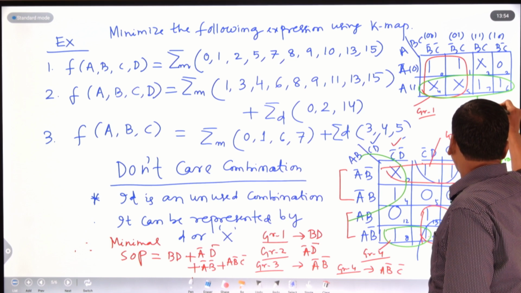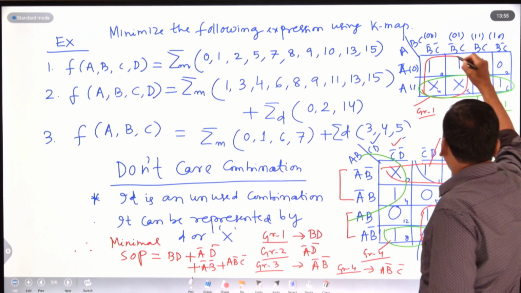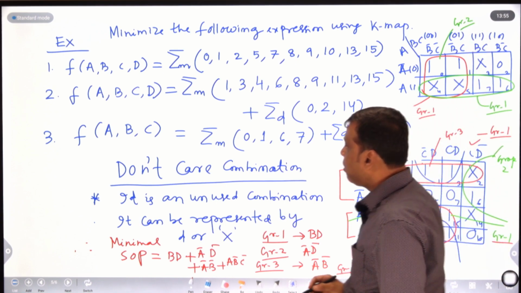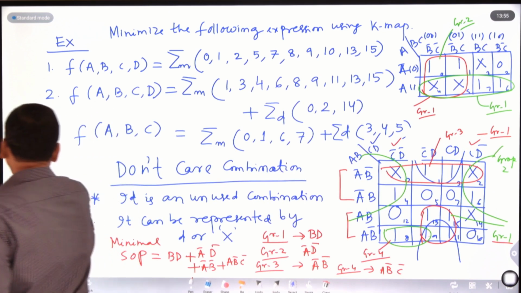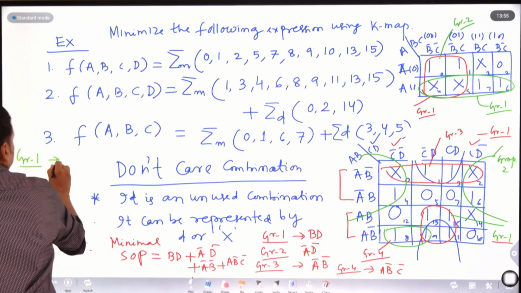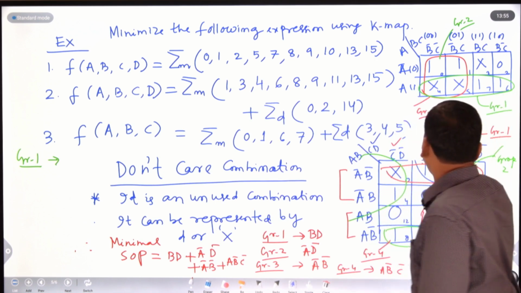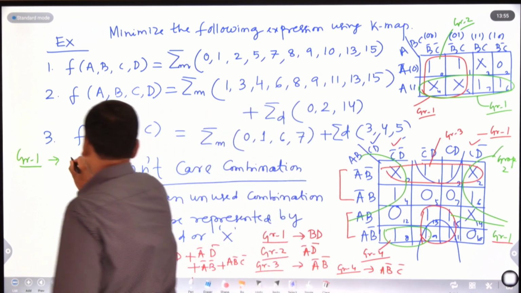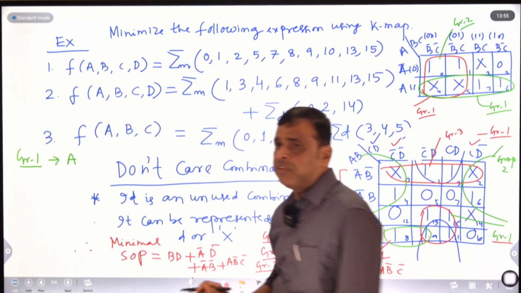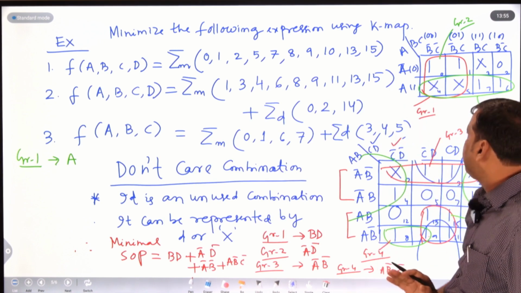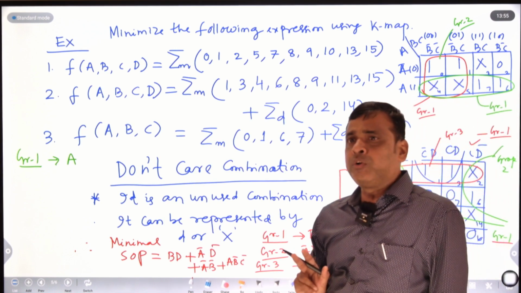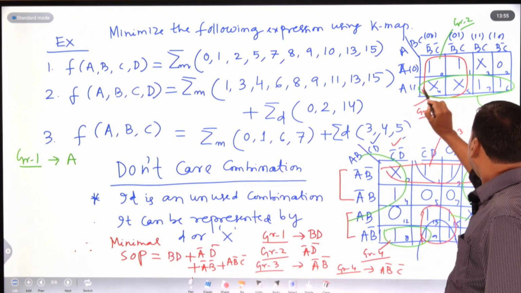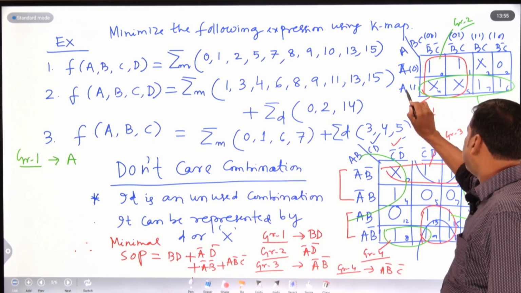This is your group 1 and this is your group 2. In group 1, what will you get? The green color mark is your group 1. In group 1, A is common, all others are different, the value is A. Remember, in a quad, 2 variables are reduced. Since it is a 3 variable K-map, out of 3 variables, 2 are reduced, so you get only 1 variable, that is only A. In this group we will obtain only A.